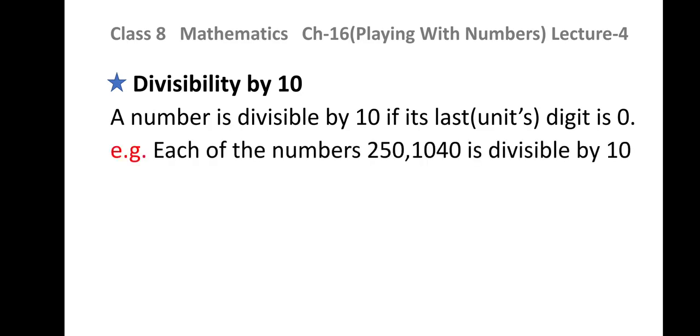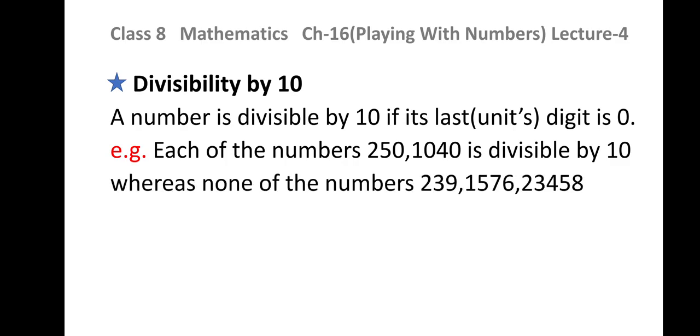So each of the numbers 250 and 1040 is divisible by 10 because their last or units digit is 0. Whereas none of the numbers 239, 1576 and 23458 is divisible by 10. So if a number's last or units digit is 0, then you can straightforwardly say that the given number is divisible by 10.